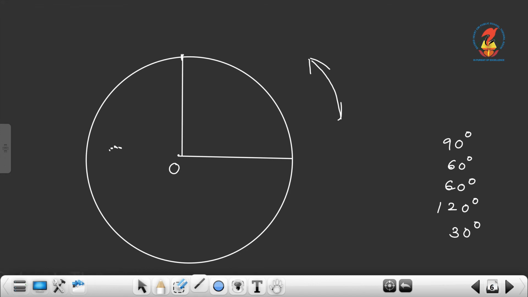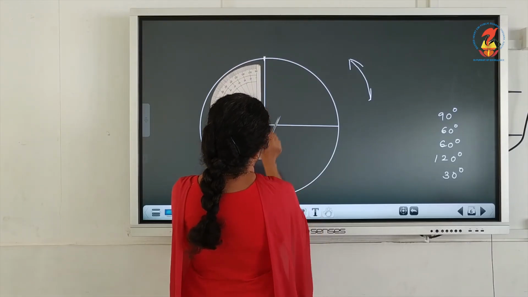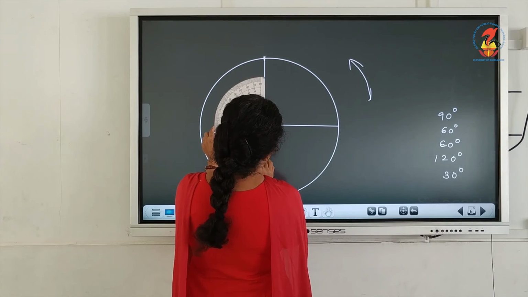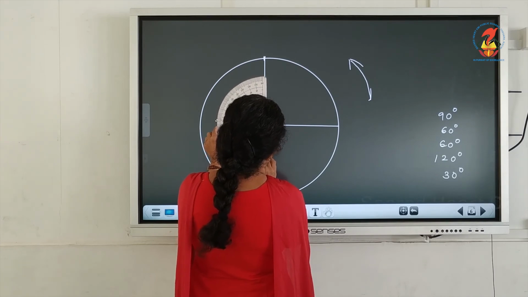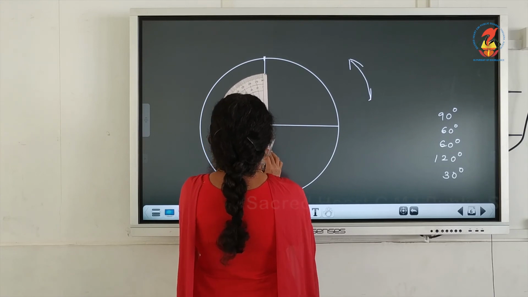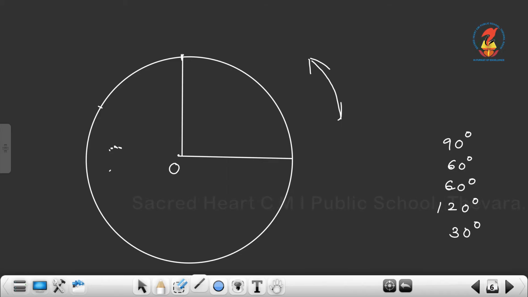Now the next is, you have to keep the protractor in this way. So this one will be the baseline. The center of the protractor should coincide with the center of the circle. So in the inner scale 0 will touch the baseline. So 60 degrees will come here. Mark 60, then you can join. So 60 degrees. Then again one more 60.